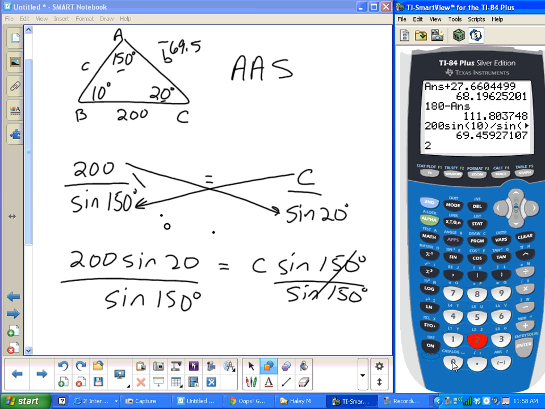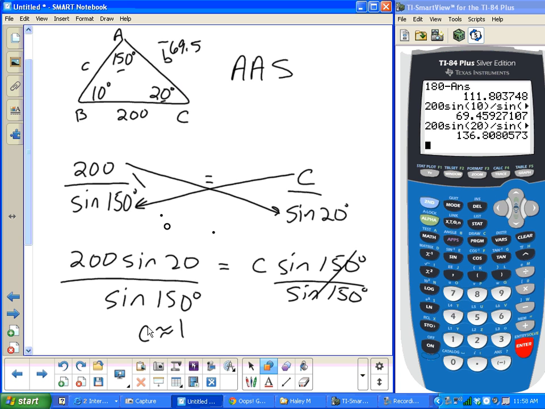So here we go, 200 times sine of 20 divided by sine of 150. Okay, so that gives me about 136.8 for side C. Okay, that's it. So we have these 2 sides, 69.5 and 136.8, and then angle B is 10 degrees.